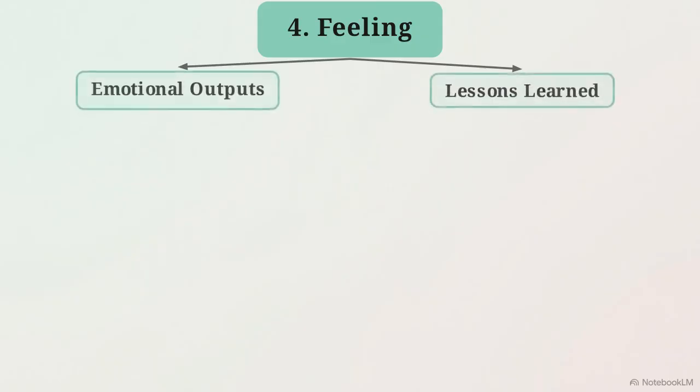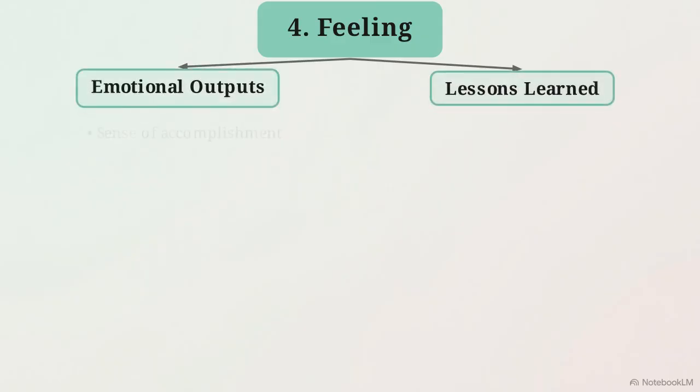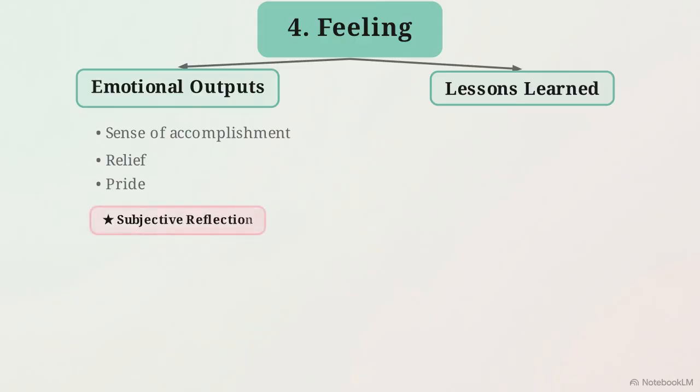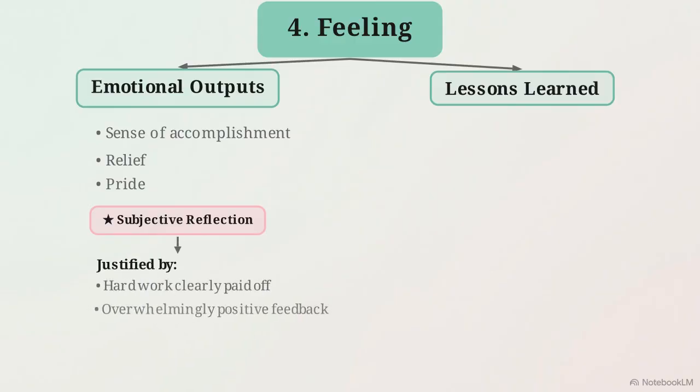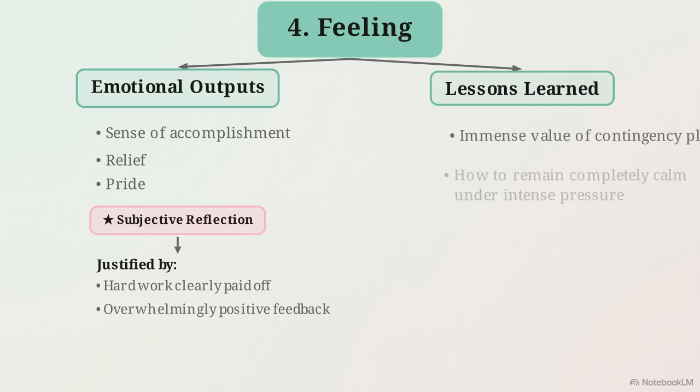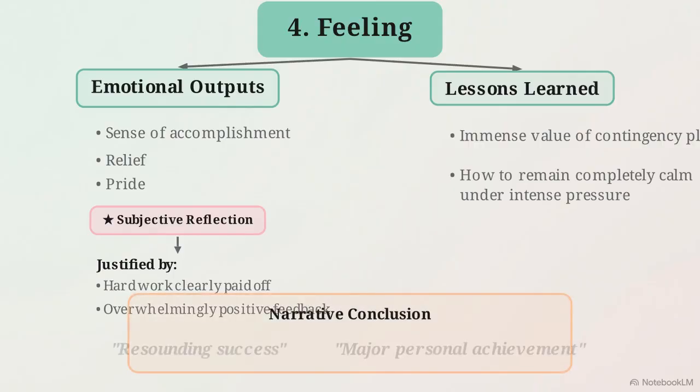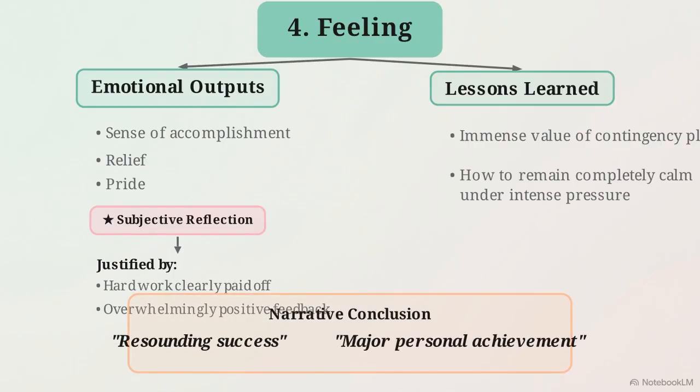The feeling block closes the response by categorizing emotional outputs and extracting retrospective lessons. The emotional output variables include a sense of accomplishment, relief, or pride. Identifying these emotions directly satisfies the rubric's requirement for subjective reflection. These feelings are justified by variables like the hard work paying off or receiving positive feedback. Finally, you extract the lesson learned, the value of contingency planning or remaining calm under pressure.